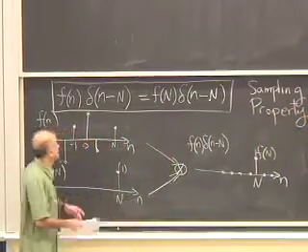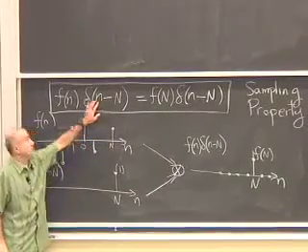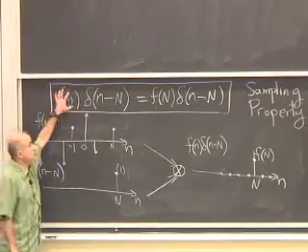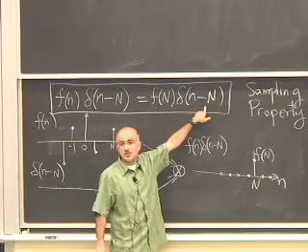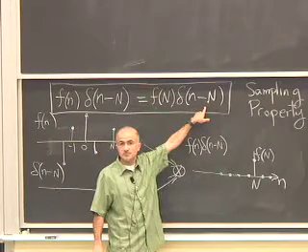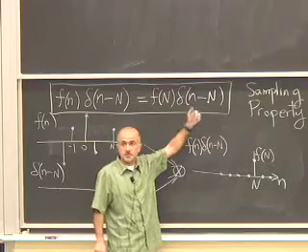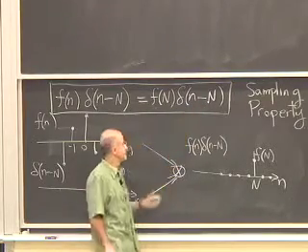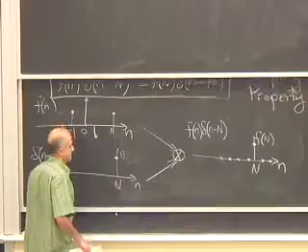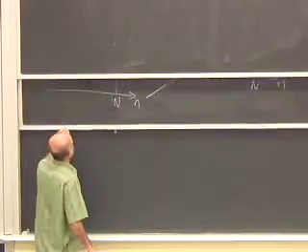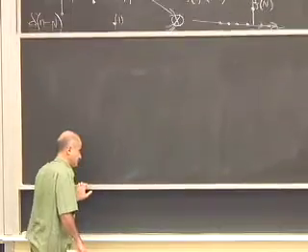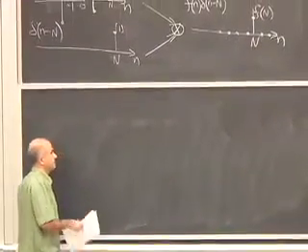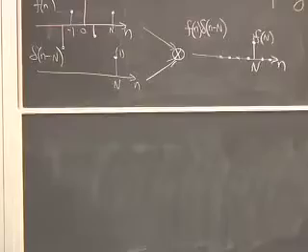When you multiply a shifted impulse with a function, you pluck out the value of the function at the location of the impulse. Okay, is that clear? Excellent. So that's an important property.